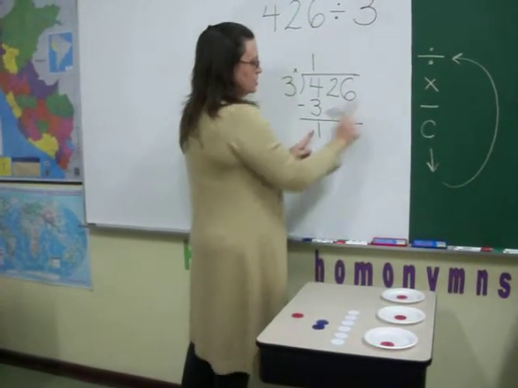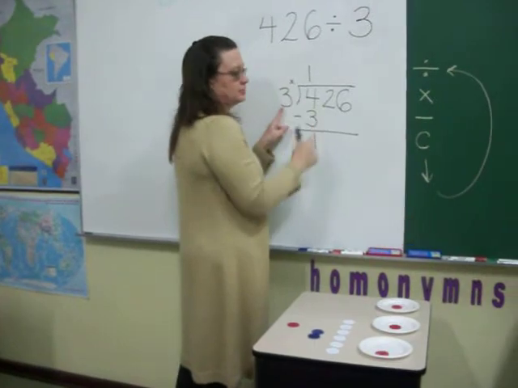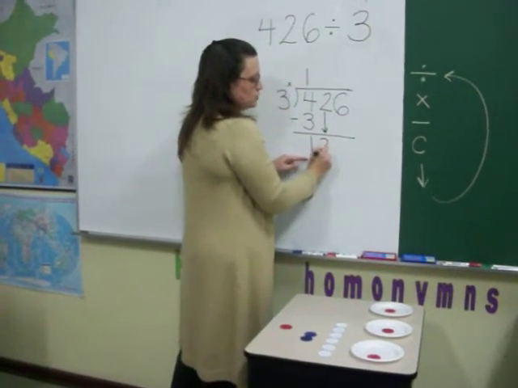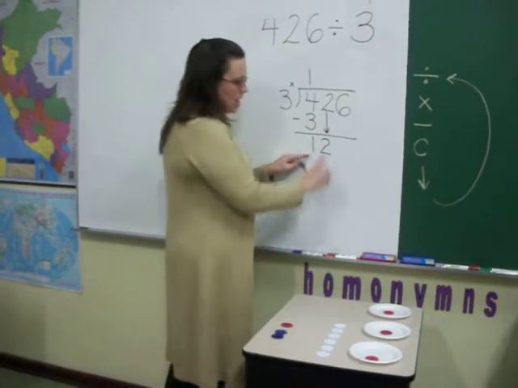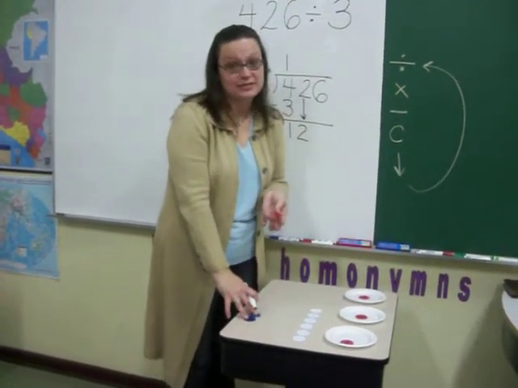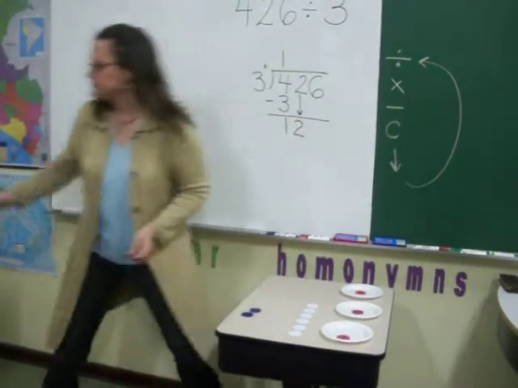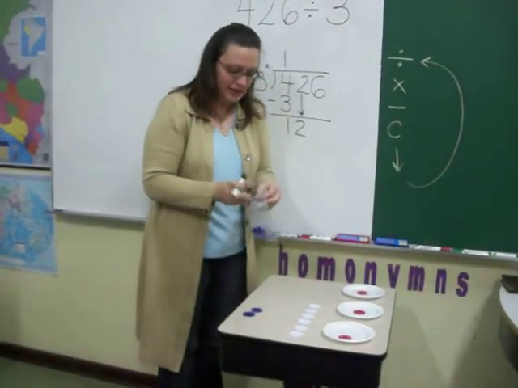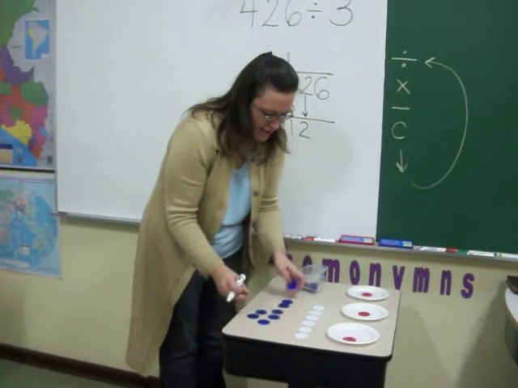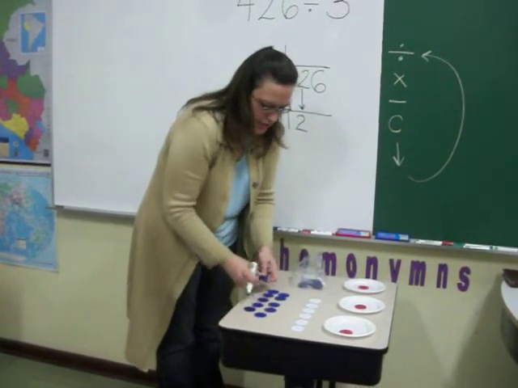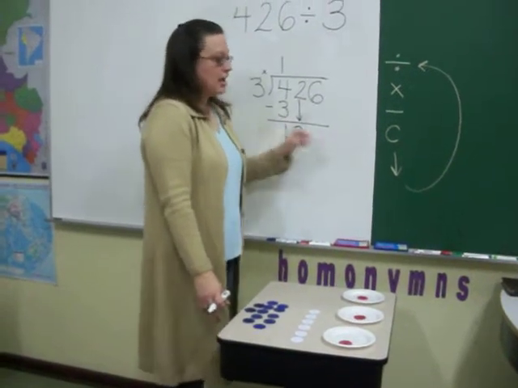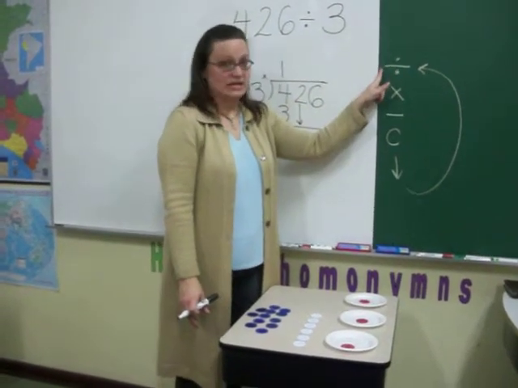What do I do? I compare. Is this smaller than this? Yes. Bring down. I can bring down my next number. It's a 2. Well, now I have 12 tens. But I don't have 12 tens. I have 1 hundred and 2 tens. I need to go to the bank. I trade in my 100 for 10 tens. 1, 2, 3, 4, 5, 6, 7, 8, 9, 10. Now I have 12 tens. And I go back to the beginning of my steps.